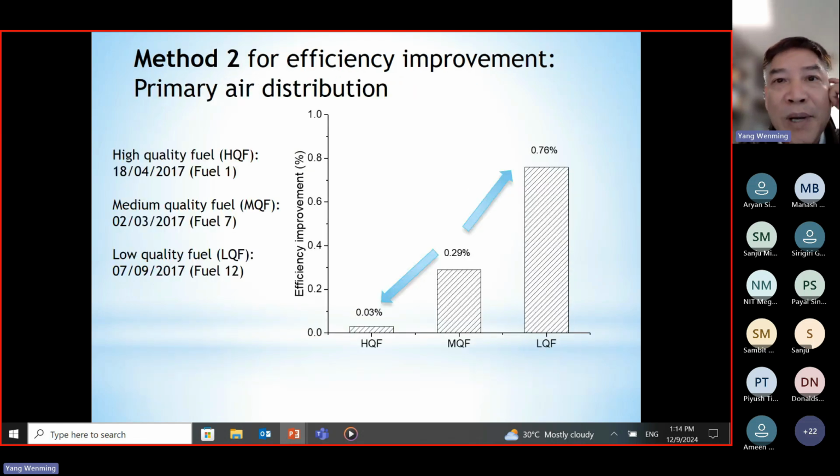Okay, the second method we can take to improve the operating efficiency is to optimize the primary air distribution. This one is for high quality fuel. By optimizing the primary air supply, the efficiency can increase by 0.03%, and for medium quality fuel it can be increased by 0.29%. For the low quality fuel, it can increase by 0.76%.